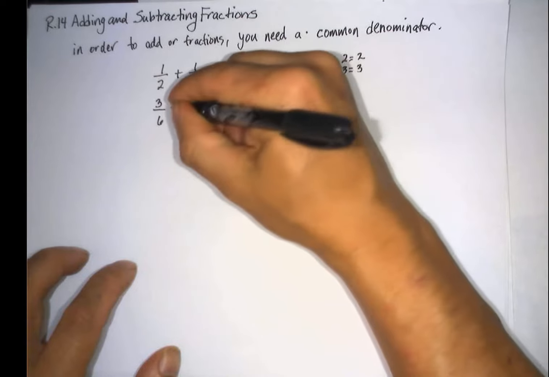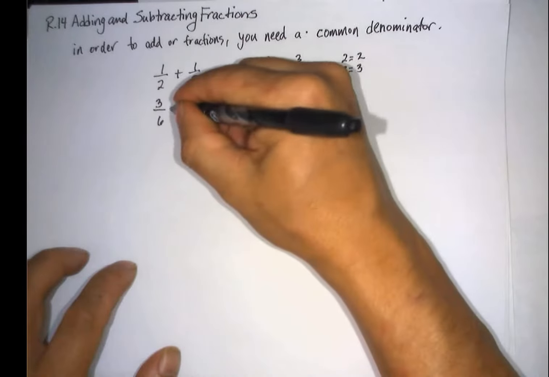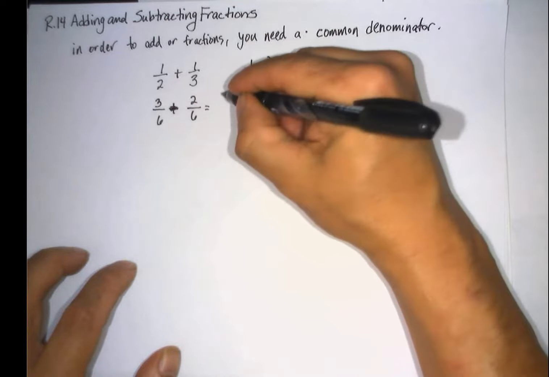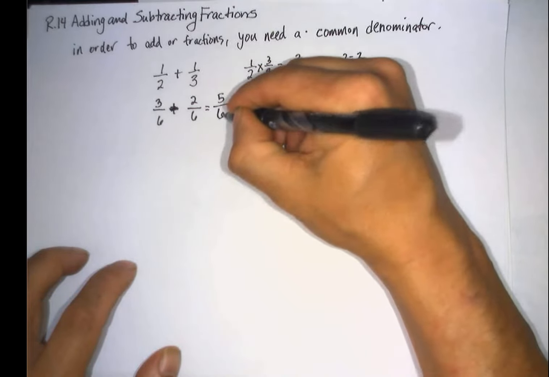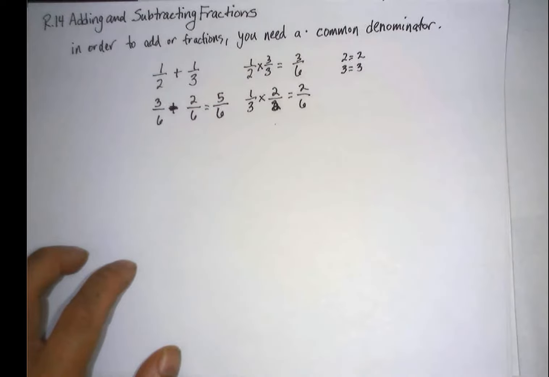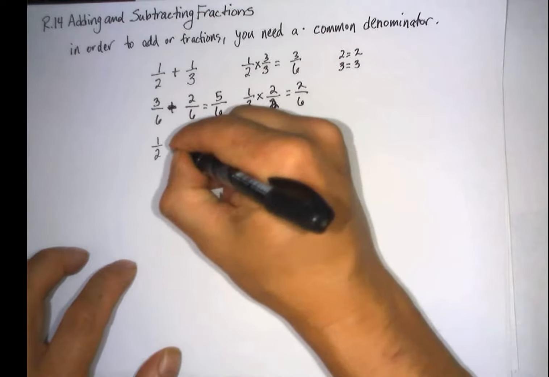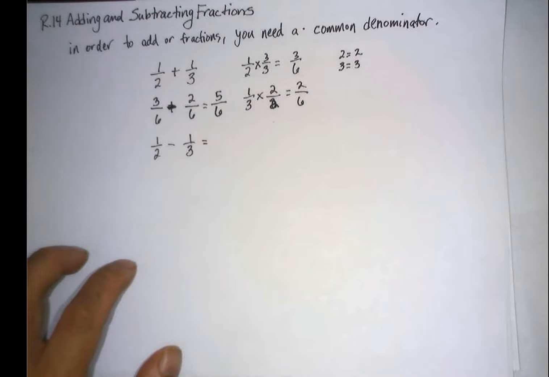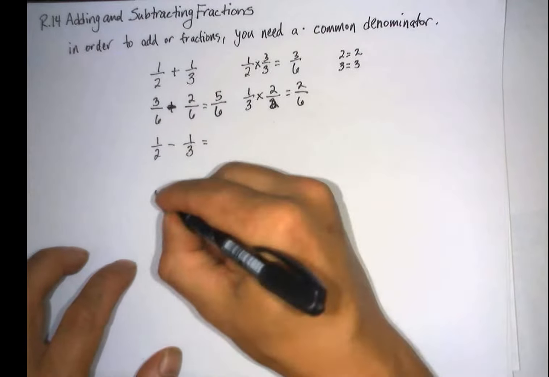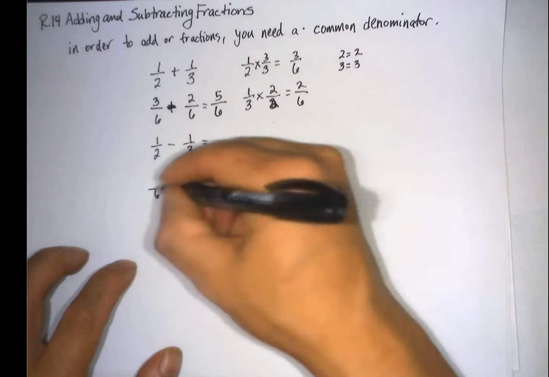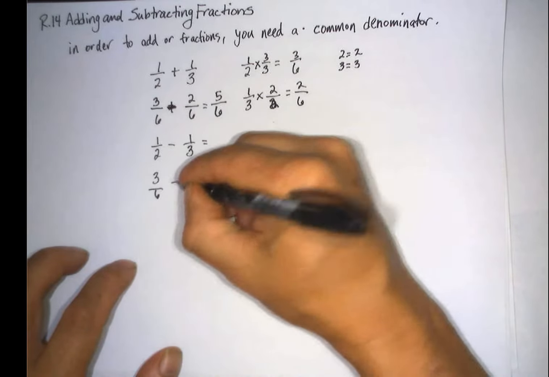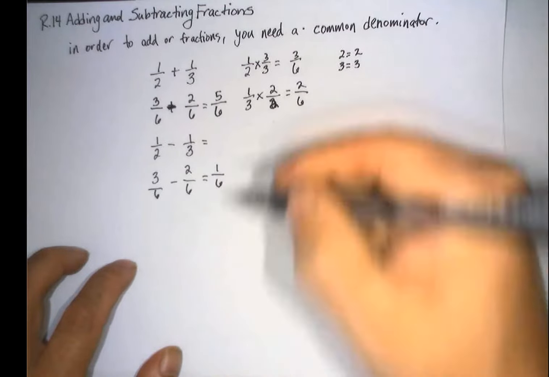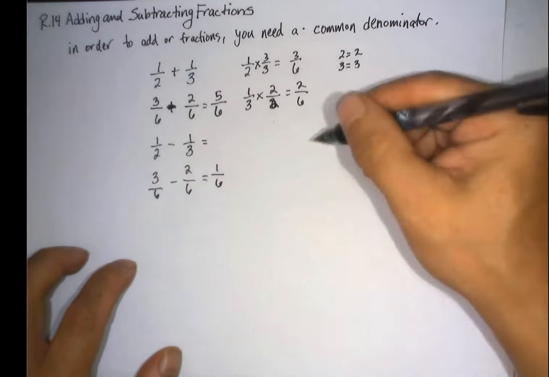2/6. And now that we have a common denominator, we can add the numerators. 3 plus 2 is 5. And the 6 stays the common denominator. Now we can also subtract 1/2 minus 1/3. It's the same method. The only difference is instead of adding the numerators, we subtract them. And since we already found what those were, the difference of 1/2 and 1/3 is 3 minus 2, which is 1/6.